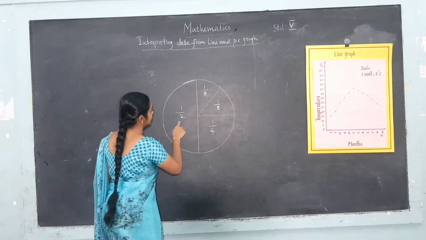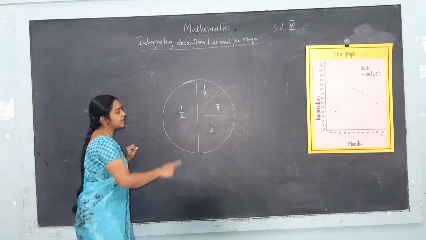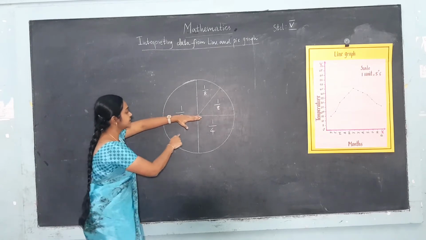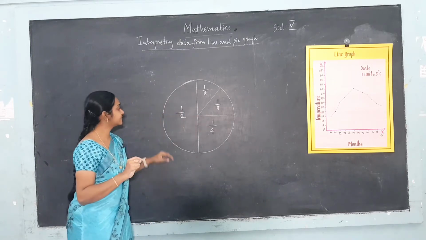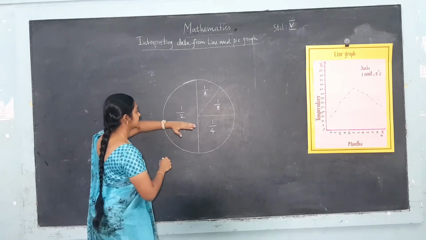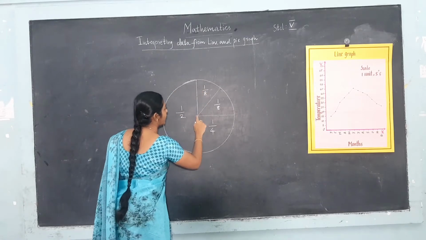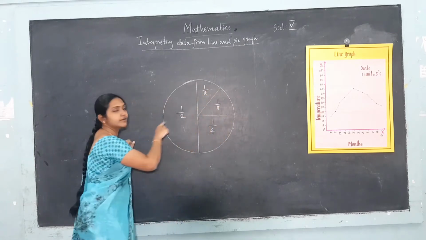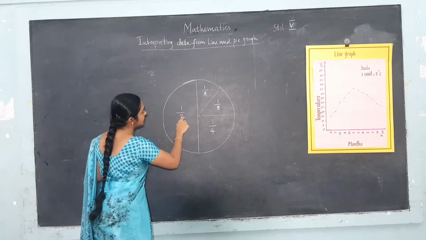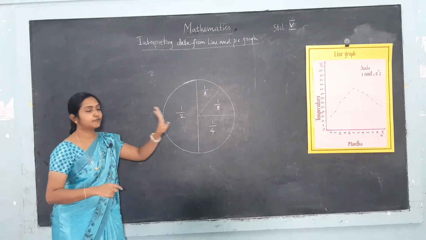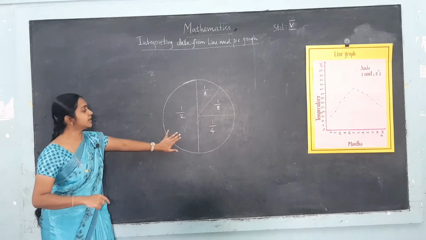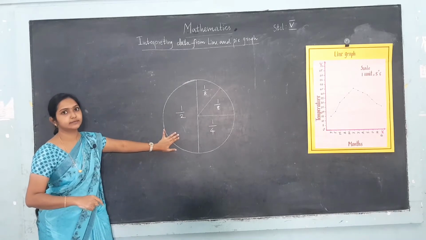Here in half we are having two quadrants. If we draw a line here, we are having two quadrants in a half. See here, this is also a quadrant. In quadrant, we are having two 1/8 parts. So, in 1/2, we are having four 1/8 parts. With this also, we are going to interpret the data.